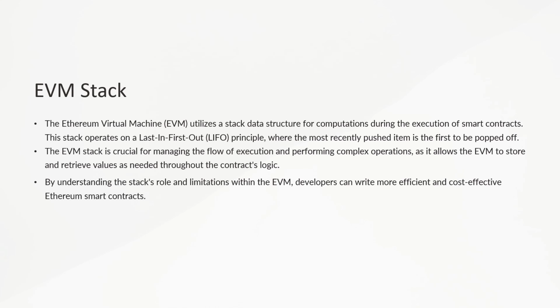Due to the limited size of the EVM stack, efficiently managing stack operations is essential for optimizing smart contract performance. Developers must carefully plan their contract's logic to minimize unnecessary stack push and pop operations, which can quickly consume the available stack space and lead to an out of gas exception. By understanding the stack's role and limitations within the EVM, developers can write more efficient and cost-effective Ethereum smart contracts.